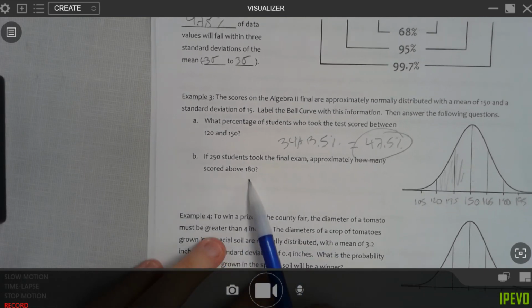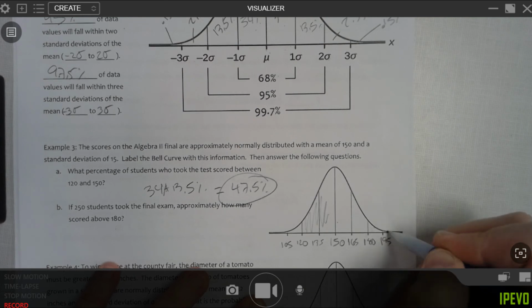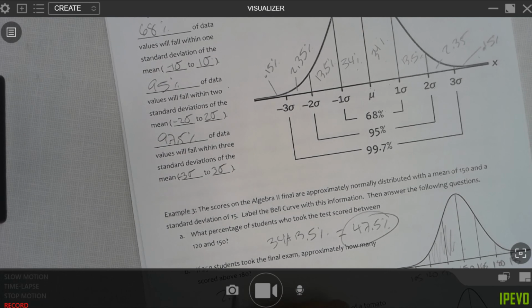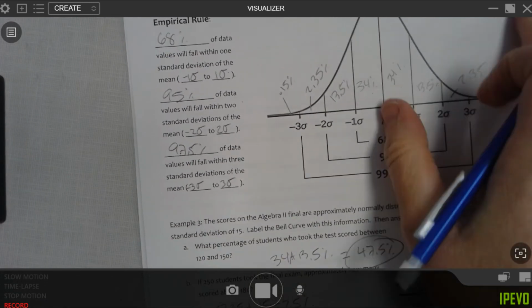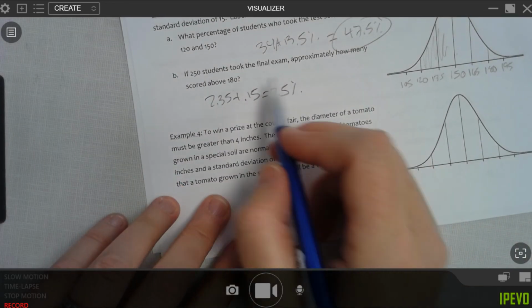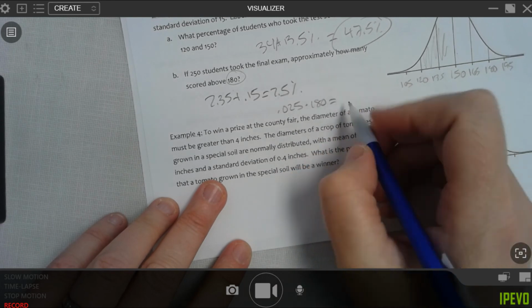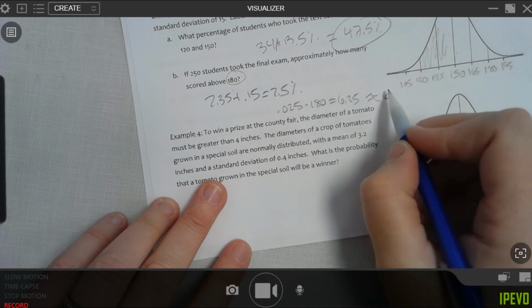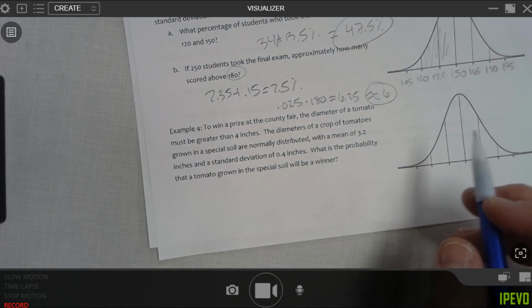Now it says if 250 students took the exam, approximately how many scored above 180? So first we need to figure out what percent is above 180. So we'd add up these two areas over here. So that's the 2.35 and the 0.15. So 2.35 and the 0.15 gives you 2.5. So that's a percent. So I'm going to change that to a decimal and multiply it by my total number. So 0.025 times 250. That gives me 6.25. So about 6 students scored above a 180 on it.